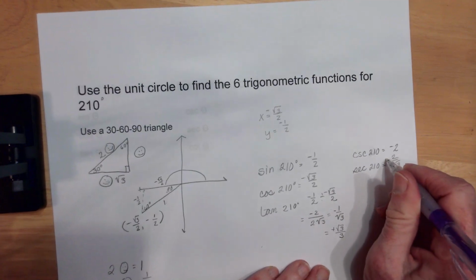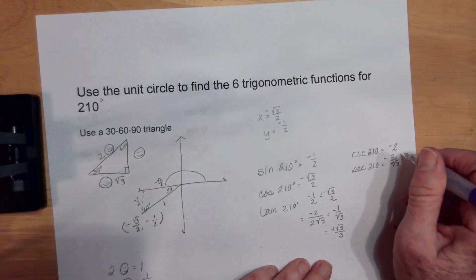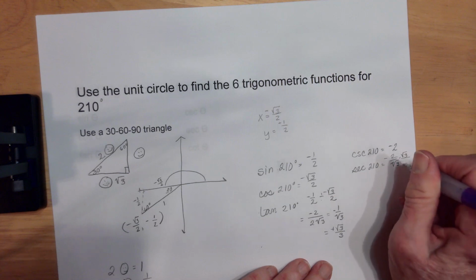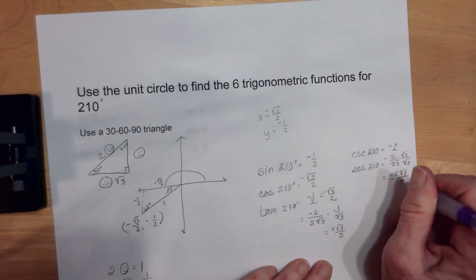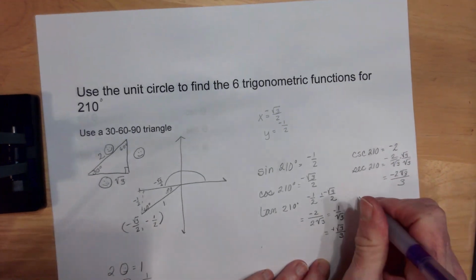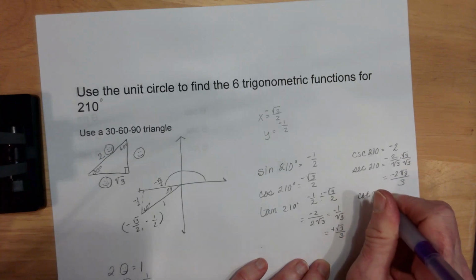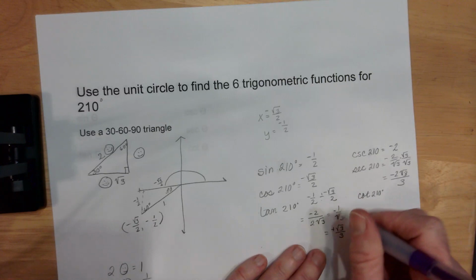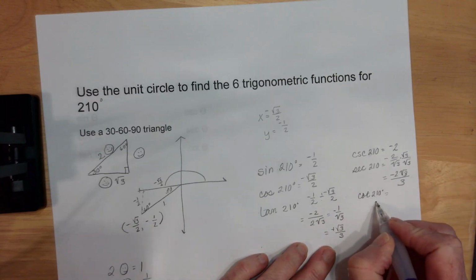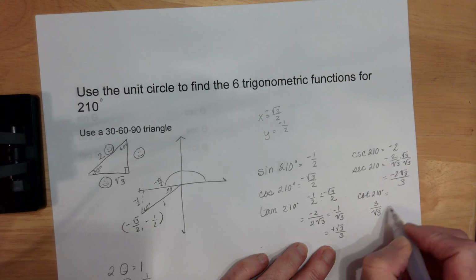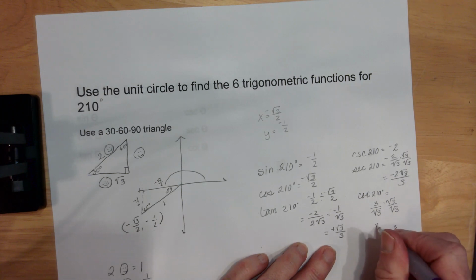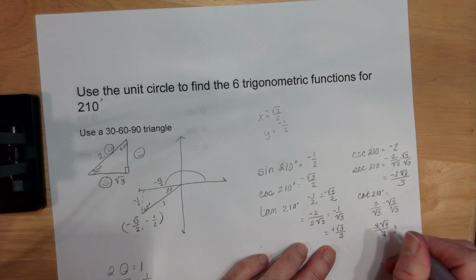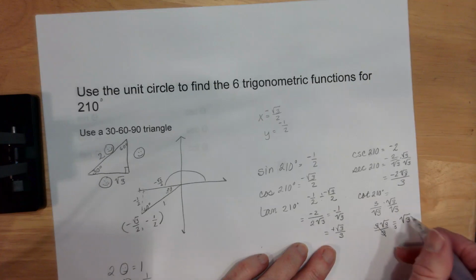Okay, so it's a negative 2 over the square root of 3. I'm going to rationalize it. So I'm going to get a negative 2 square root of 3 over 3. And then to do my cotangent, it's going to be the reverse of this. So it's going to be 3 over the square root of 3, which I have to rationalize. So it's going to be 3 square root of 3 over 3, or simply the square root of 3. Okay? So that would be your 6 based on those.